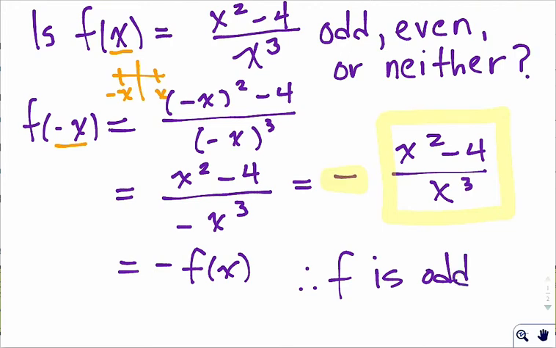So again, this can be observed graphically if you open Desmos or GeoGebra and graph the function that we have here, the rational function. You'll see that the symmetry is about the origin.